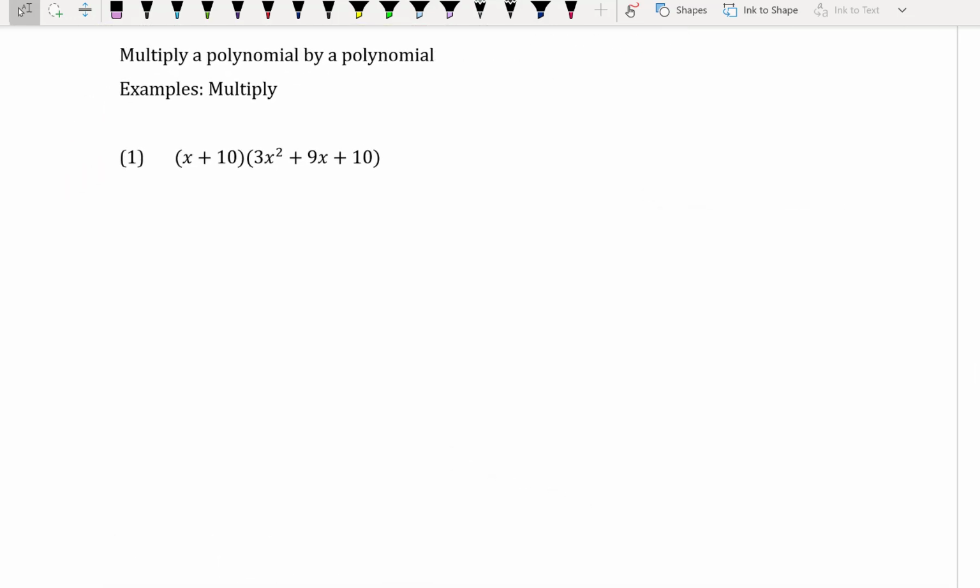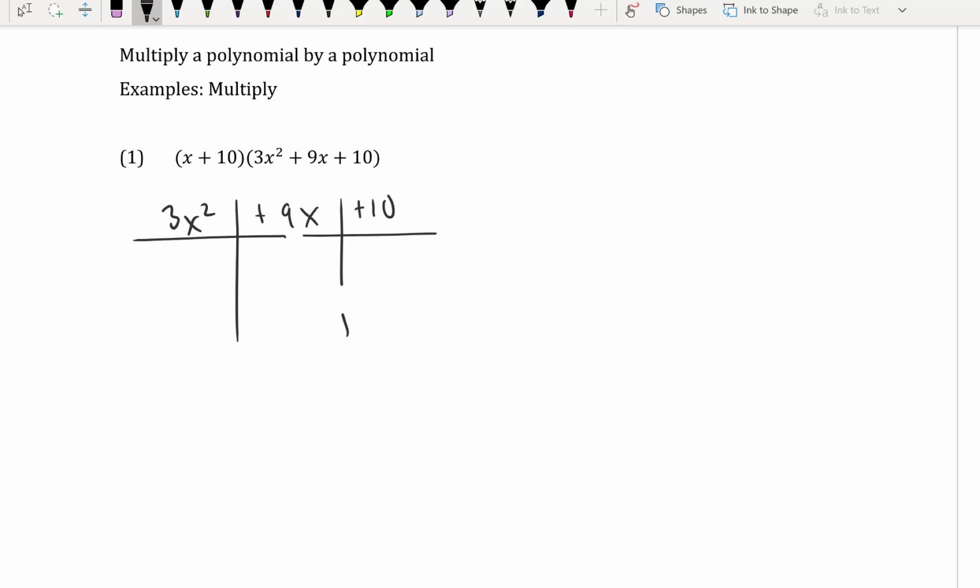Now, when I'm multiplying a polynomial by a polynomial, meaning it's more than just a monomial or binomial, then for myself, I like to use the box method, so that way my stuff is organized. So I'm going to use the box method using my 3x squared, my positive 9x, and my positive 10. And going down, I have an x, and I have a positive 10.